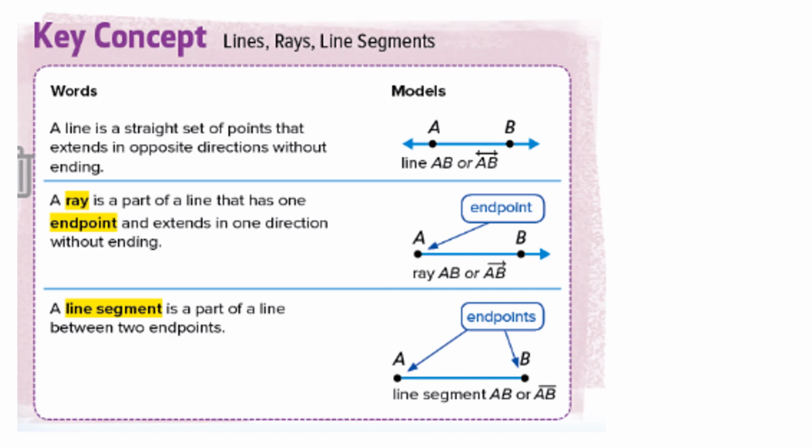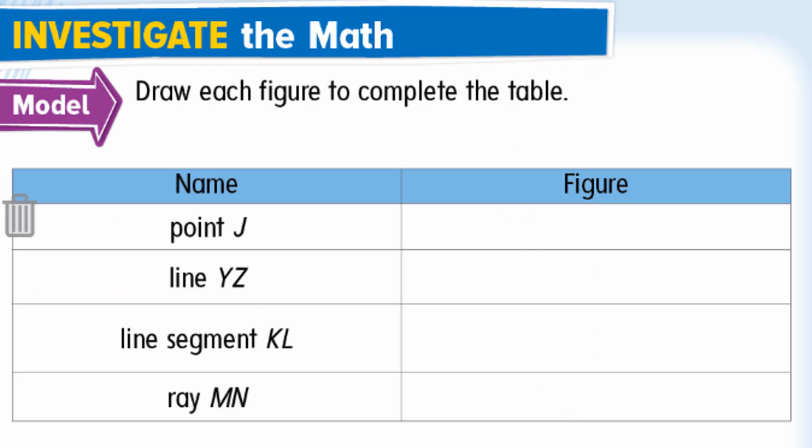These are the key concepts you need to know for the rest of the lesson. So on a sheet of paper right now, would you please draw each of these? Point J, line YZ, line segment KL, and ray MN. Stop the video and then we'll be able to correct when you start the video again.